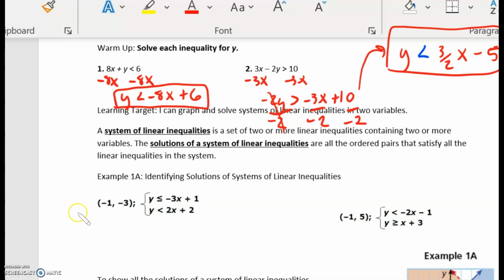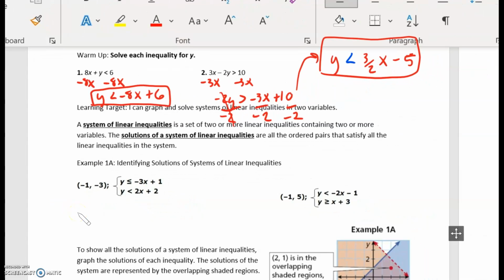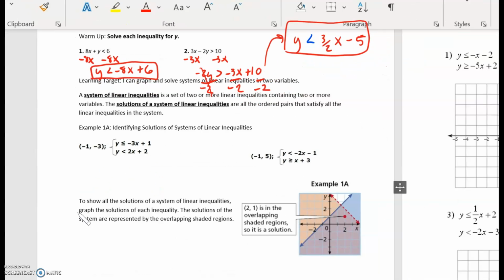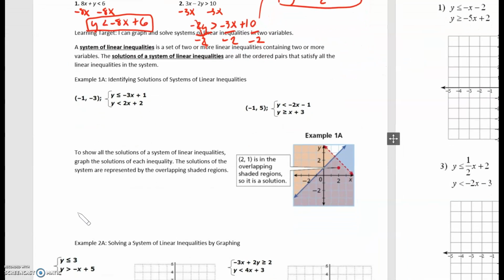Okay, so the learning target for today, as you can see on your paper, is you're going to be able to graph and solve systems of linear inequalities. Okay, now to find the solution set of a system, you're going to be looking for where the shaded region applies to both inequalities. One way that we recognize that is we look for the overlapping shaded region. Okay, and we'll get to that here in a second.